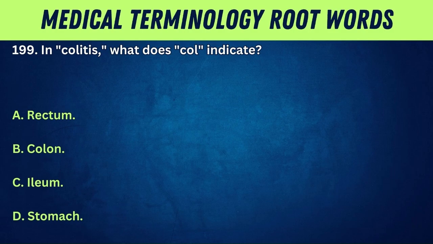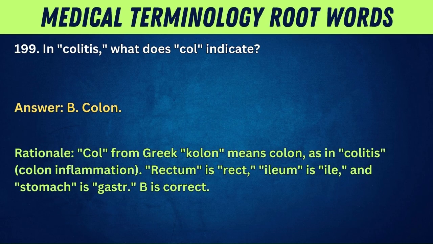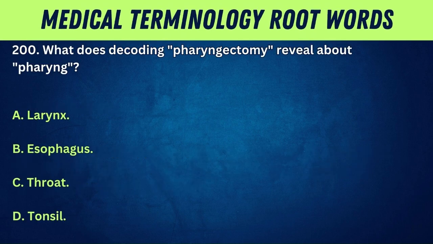199. In colitis, what does col indicate? A. Rectum. B. Colon. C. Ileum. D. Stomach. Answer: B. Colon. Rationale: col from Greek colon means colon, as in colitis, colon inflammation. Rectum is rect, ileum is ile, and stomach is gaster. B is correct.